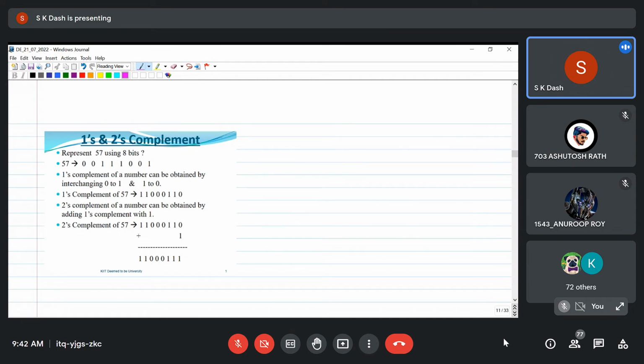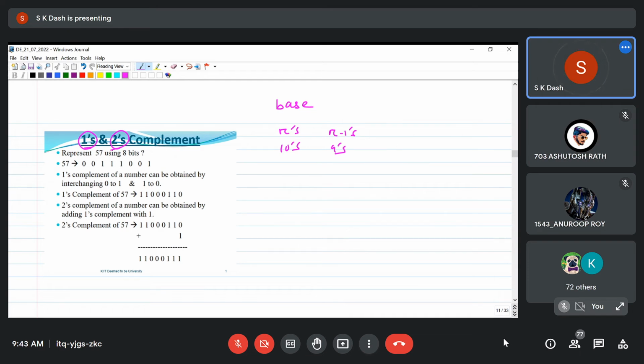Okay. So these complements can actually be called r's complement and r minus 1's complement. This r is nothing but the base of the number system. So for decimal, the corresponding ones will be tens complement and nines complement. As it is binary, the base is 2. That's why it is 1's complement and 2's complement.